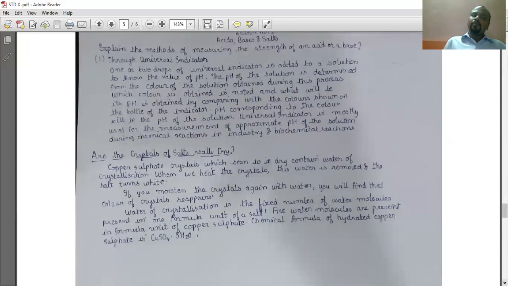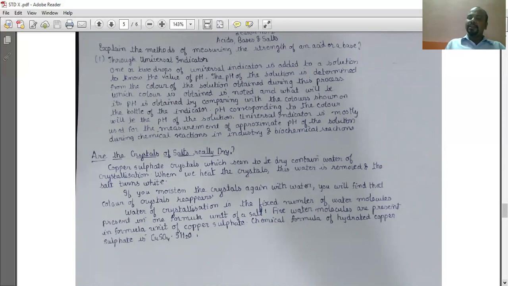The first point is related to the method of measuring the strength of an acid or a base through the use of universal indicator. One or two drops of universal indicator is added to a solution to know the value of pH. The pH of the solution is determined from the color of the solution obtained during this process. Which color is obtained is noted, and what will be its pH is obtained by comparing with the colors shown on the bottle of the indicator. The pH corresponding to the color will be the pH of the solution.